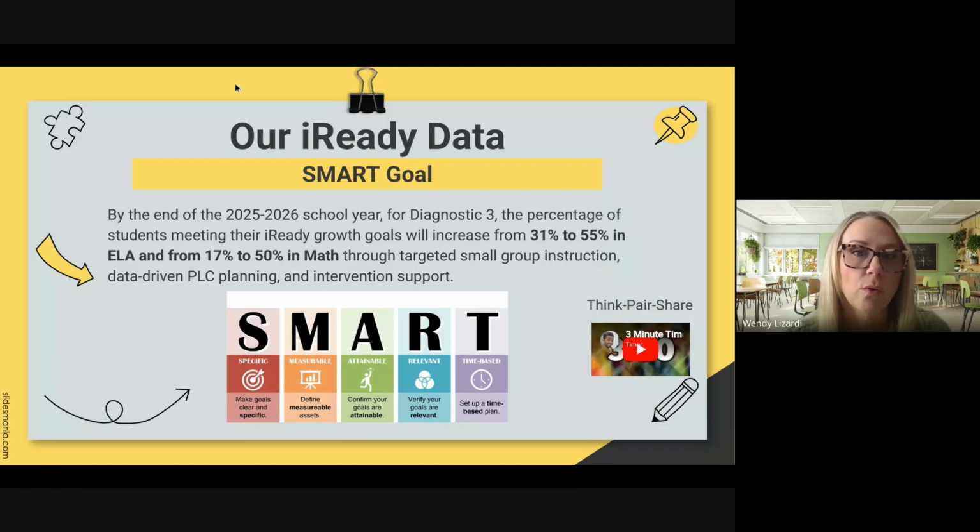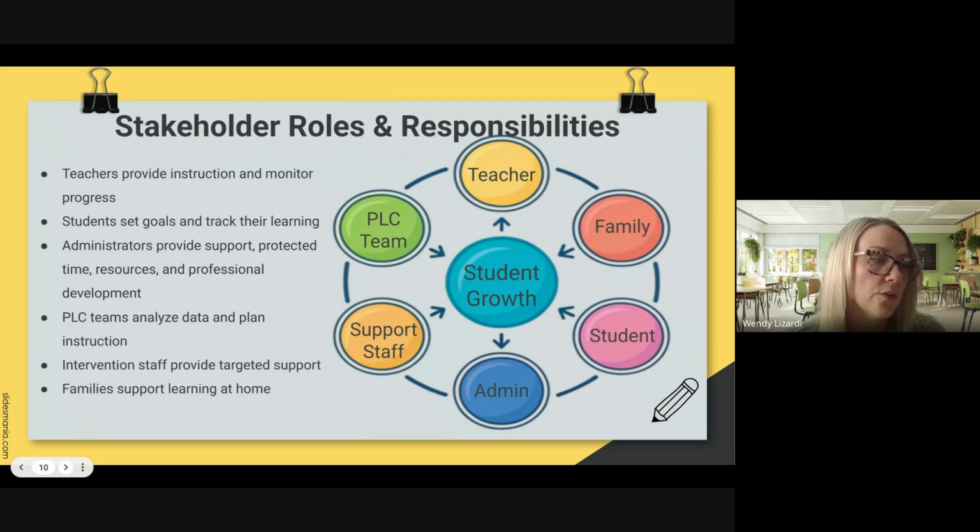So now that we have our goal, we need to get into the how. So let's move on to the next slide. So first, let's identify the stakeholders and their responsibilities. This is definitely a school-wide responsibility. It's just not on the teacher alone.